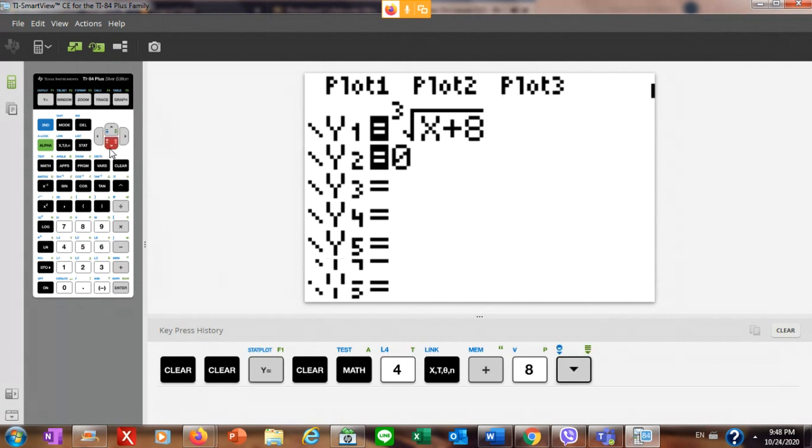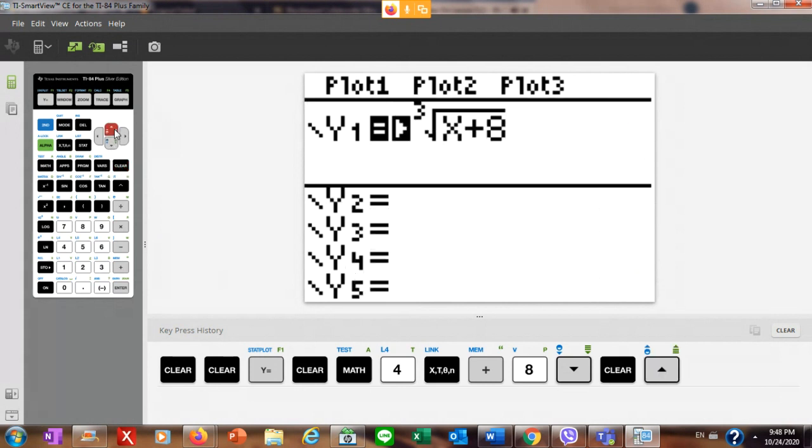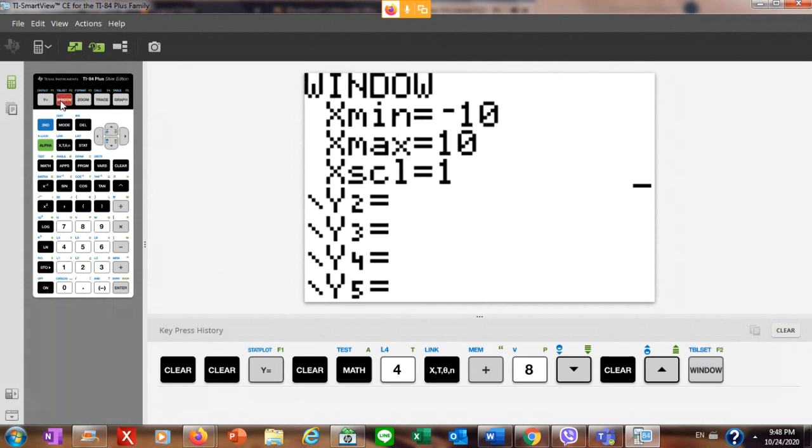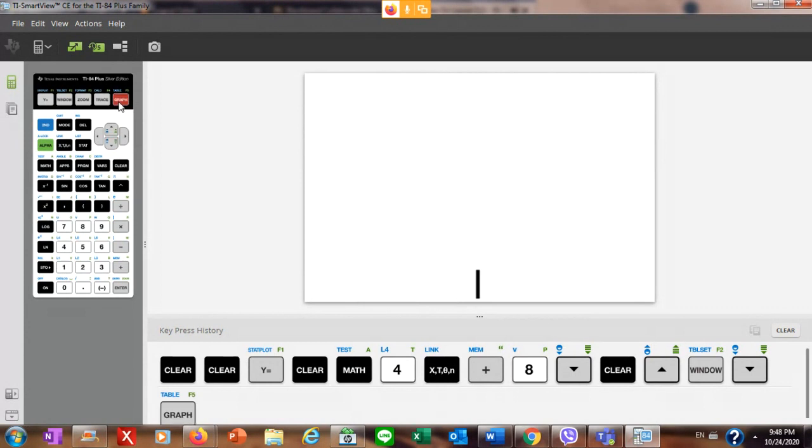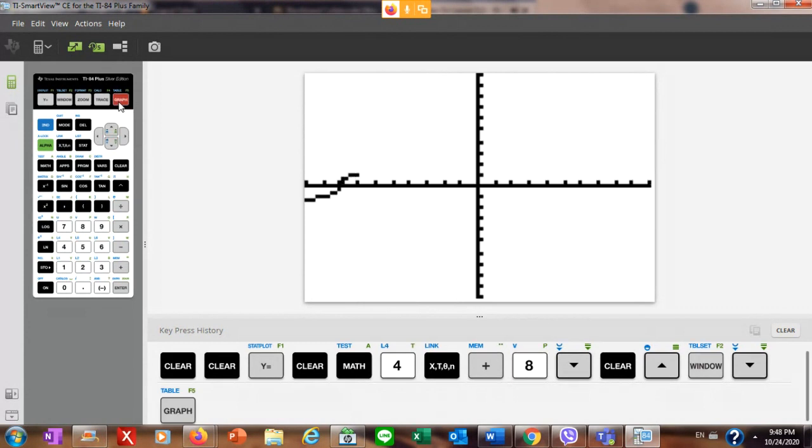Okay, because this is a function, I'm going to clear this. I don't need that. Now I'm going to move to my window and check this out. I've got negative 10 to positive 10 for x, negative 10 to 10 for y. So let's try it and graph it. Let's see what we got.